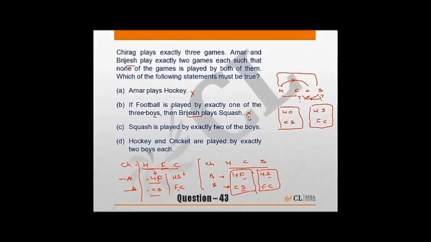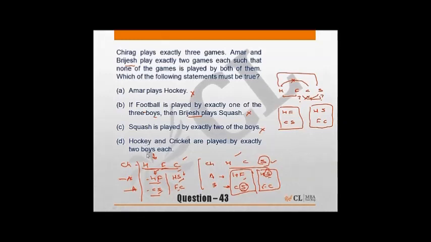Statement C: squash is played by exactly two boys. Again, if you look at this first case, squash is being played by only one. Whether we go by this pattern or this pattern, it is being played only by one person. Similarly, in the second one, squash is being played in this pattern by one and two, or this and this. So in this case it is one person, in this case two people are playing squash, so choice C again cannot be correct. Choice D, by elimination, since A, B, C are incorrect, D should be the answer, but let's just verify.